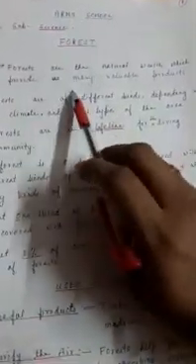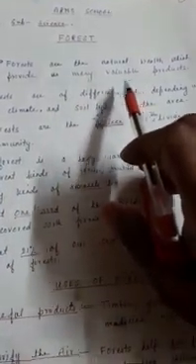I am your science teacher and I will discuss the forest chapter. Now understand what is a forest. Forests are the natural wealth which provide us many valuable products. It means forests provide all things which we need, and there are some points which are related to a forest.